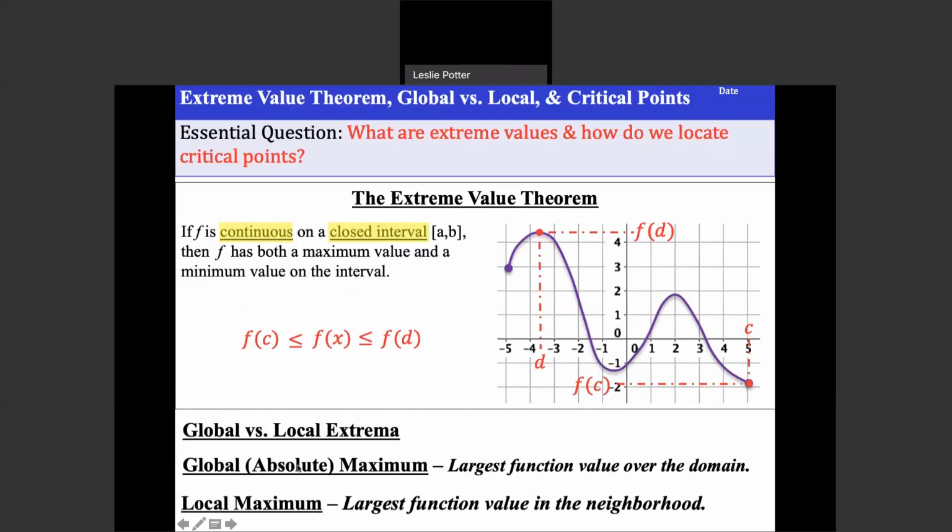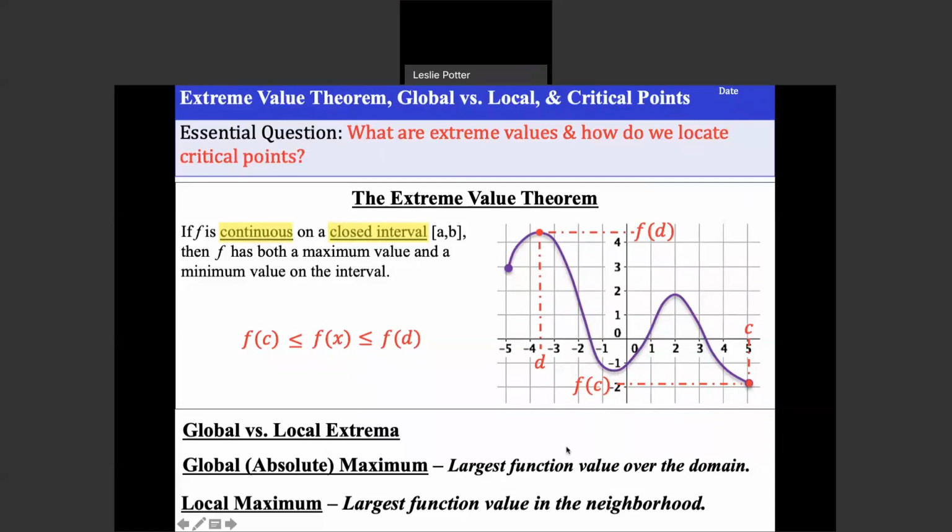Another word for global is absolute. Another word for local is relative. And the same can be said about minimums. We have a global minimum, that's f of c down here. And this valley right here that looks to be at about maybe an x value of -0.5, that would be a local minimum because it's the smallest value in this little area or this little neighborhood.